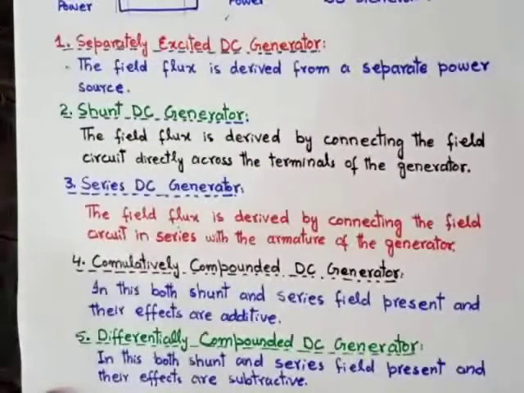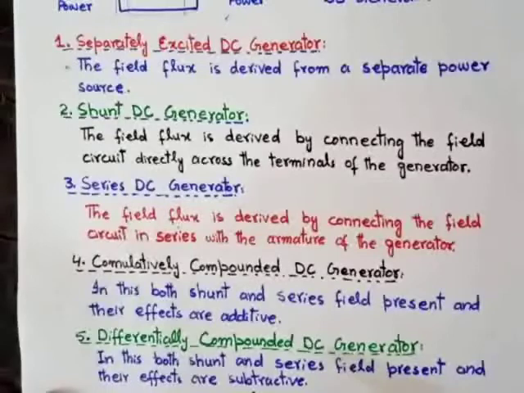The fifth and last type of the DC generator is the differentially compounded DC generator. So what is the differentially compounded DC generator? It is the generator in which both shunt and series field are present and their effects are subtracted.